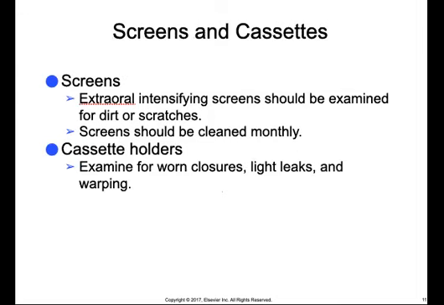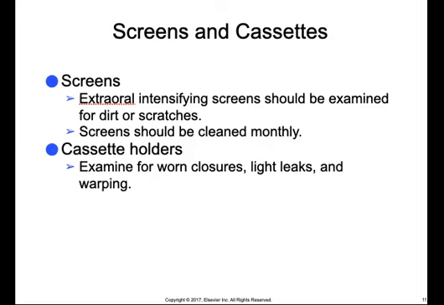Extraoral intensifying screens are used with the cassette holder and should be periodically examined for the presence of any dirt and scratches. Screens should be cleaned on a monthly basis with commercially available cleaners recommended by the screen manufacturer. And cassette holders must be examined every month for worn closures, light leaks, and warping, all of which may result in fogged and blurred images.